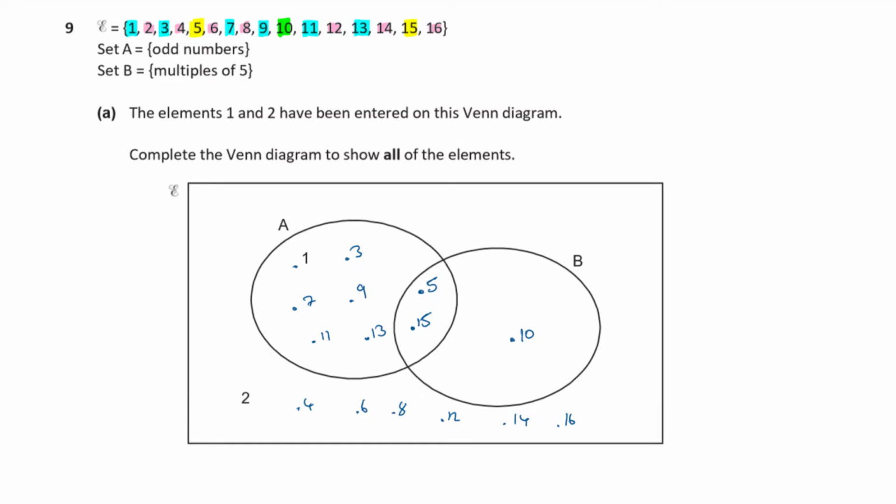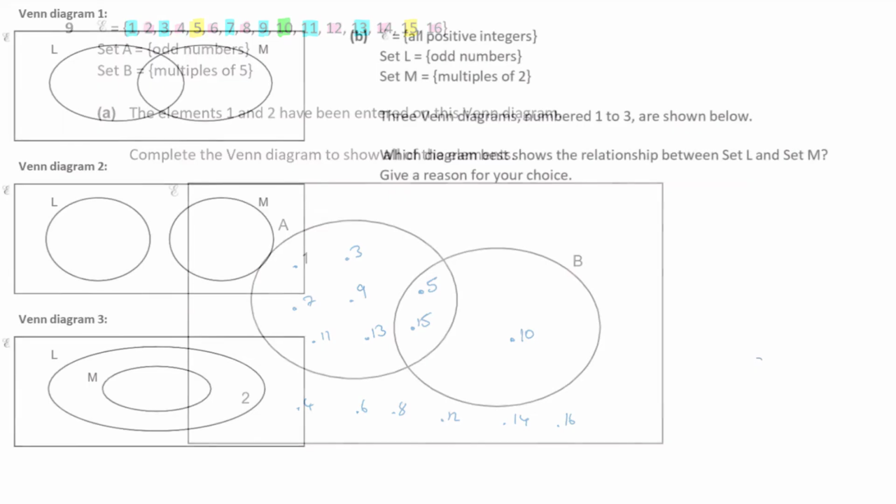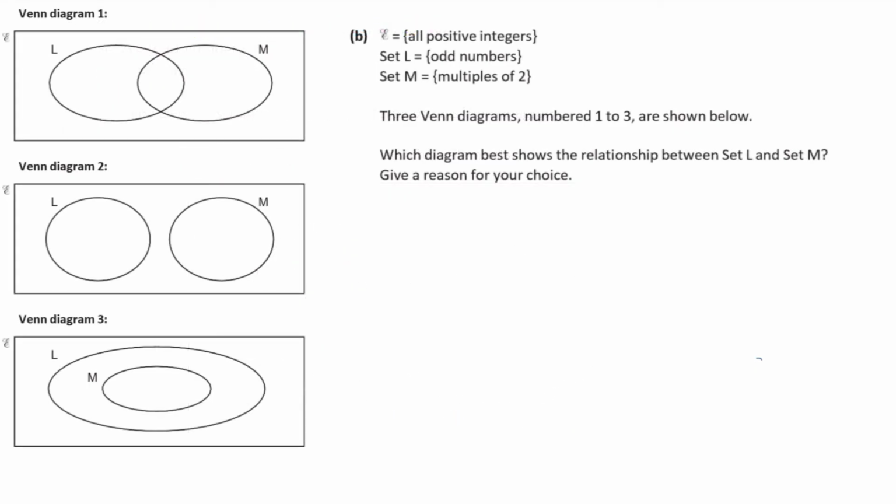They belong outside the circles, but inside the universal set. Okay, so that's my completed Venn diagram. Part B says the universal set is all positive integers. Set L is the set of odd numbers, and set M is multiples of 2.